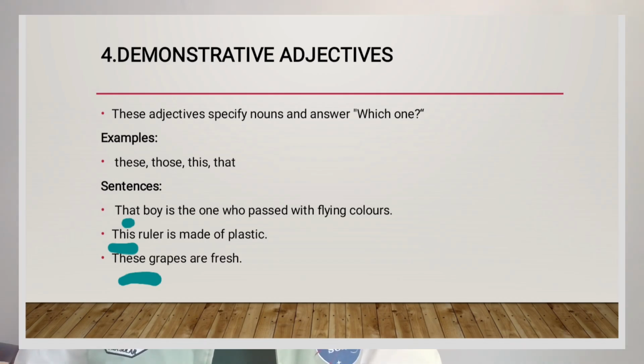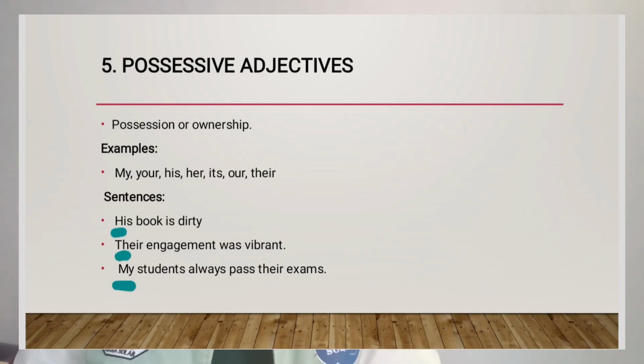So that's it about demonstrative adjectives. My apologies. We move on to possessive adjectives. Possessive adjectives are words placed directly before nouns to show possession, ownership, or relationship.